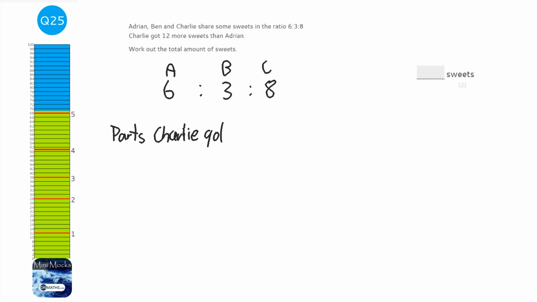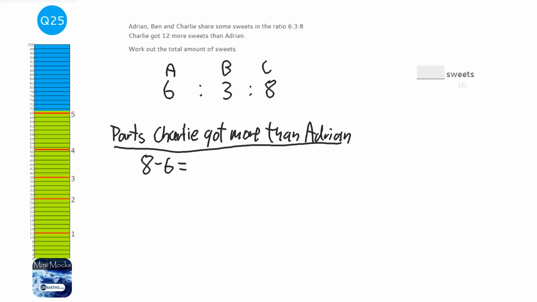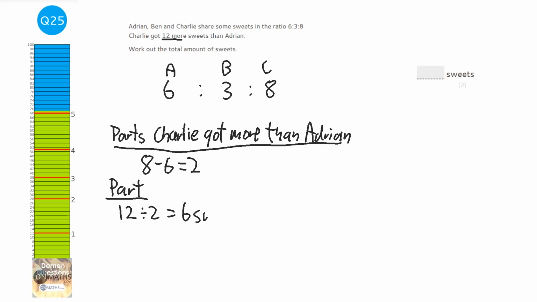Charlie got more than Adrian. Okay, so he got 8 take away 6 is 2. So he got 2 more parts. And so let's have a look and see what one part is worth. So those 2 parts equates to 12 more sweets. So we do 12 divided by 2, 6. So each part is worth 6 sweets. And it says work out the total amount of sweets. So we need to work out how many parts there are in total. So we do 6 plus 3 plus 8.